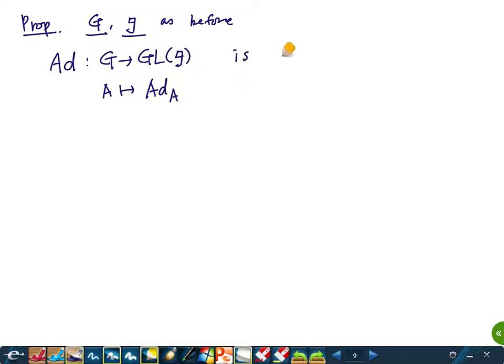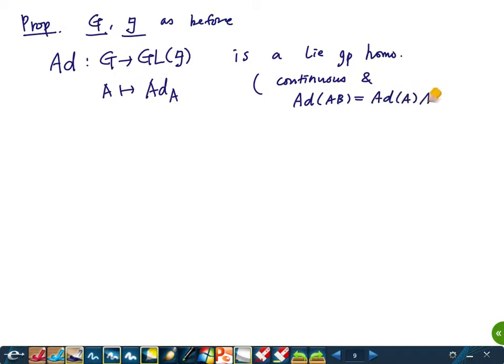This is a Lie group homomorphism. Just like this small ad is a Lie algebra homomorphism. These are both Lie groups, and this naturally is a Lie group homomorphism. Lie group homomorphism means it's a continuous map, which is pretty obvious. And what? Group homomorphism, meaning Ad_AB equals Ad_A Ad_B, which is very easy to check just by using the definition.